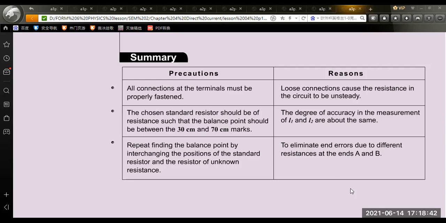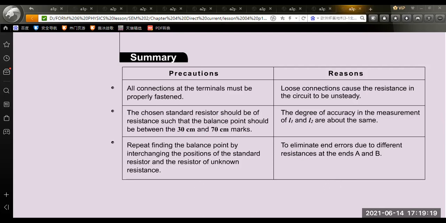Reason, the degree of accuracy in the measurement of L1 and L2, length 1 and length 2, is about the same. 3, repeat finding the balance point by interchanging the position of the standard resistor and the resistor of unknown resistance. Reason, to eliminate an error due to the difference in resistance at the ends A and B.